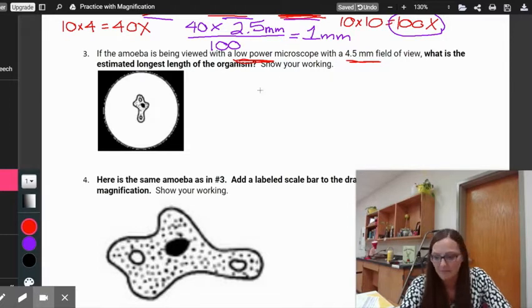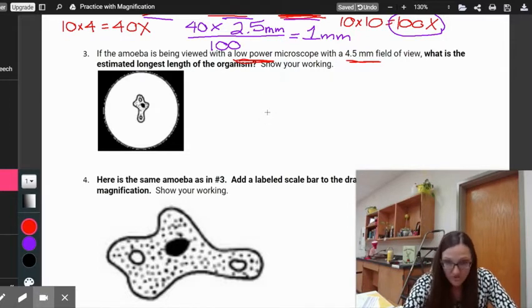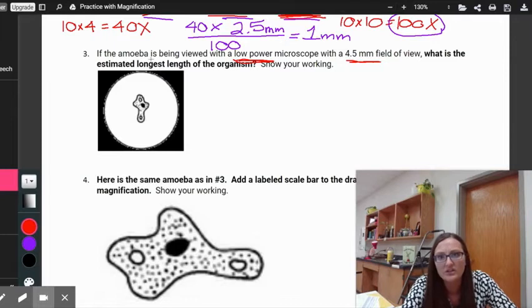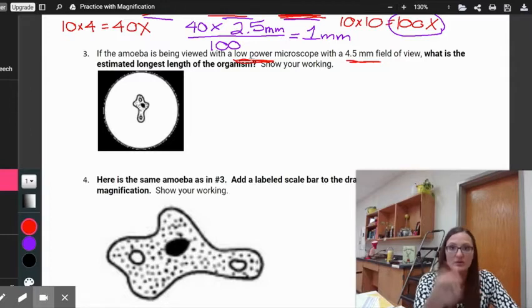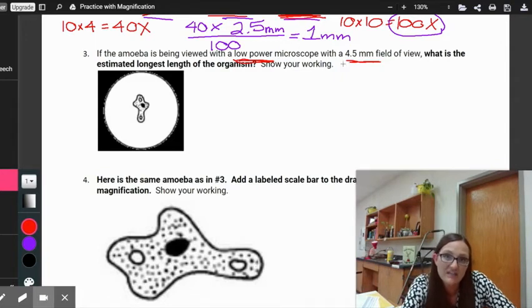Isn't that funny? Okay. So, first things first. In order to determine the length of the organism, it tells you in the practice problem, one, that it's on low power, which will come in handy later, but two, that your field of view is given to you by 4.5. So you know that's going to go somewhere in the problem, right? So you just write that down here, 4.5 millimeters.